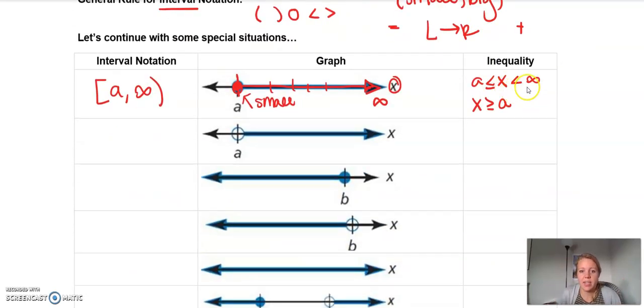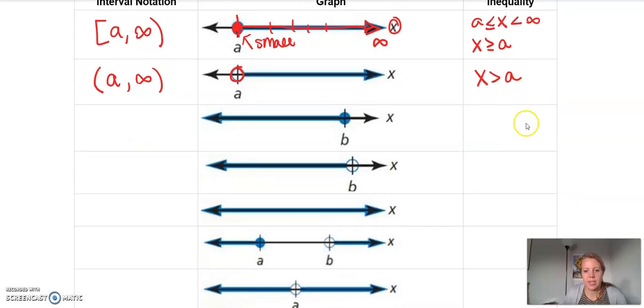Let's look at this next one. Really similar, except this time we have an open circle. So instead of a bracket for A, I'm going to use a parentheses. And instead of an equal to, I'm just going to use a plain greater than A. Okay, now let's look at this next one.